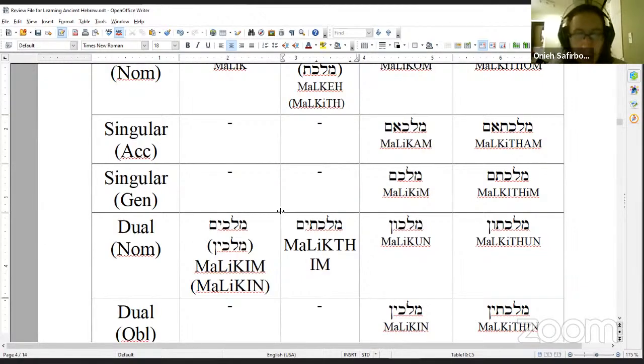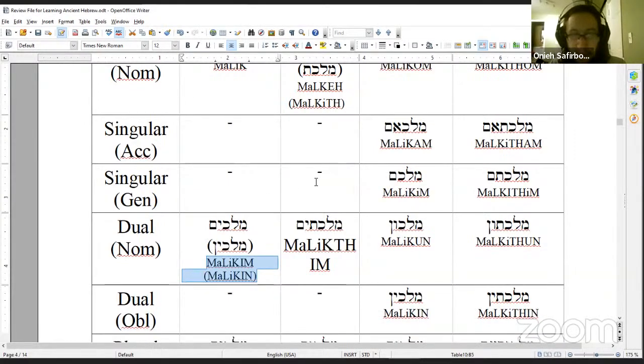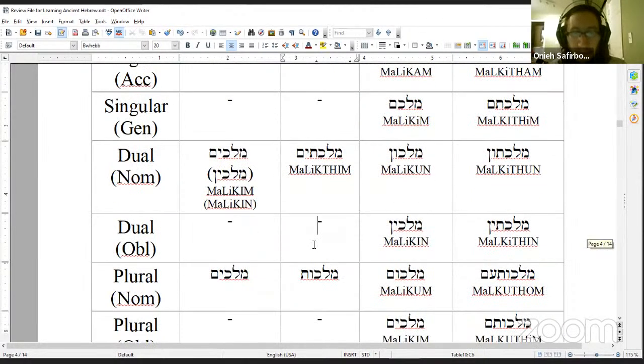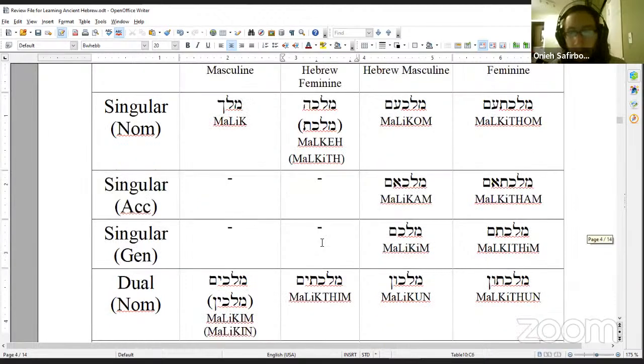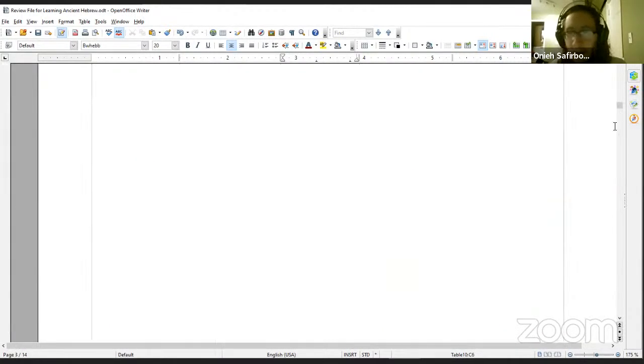Oh, this is too small. Oh wait, so this is, let's see, 12 font. Okay, so let's change the font size. There we go. All right. Now hold on a second.